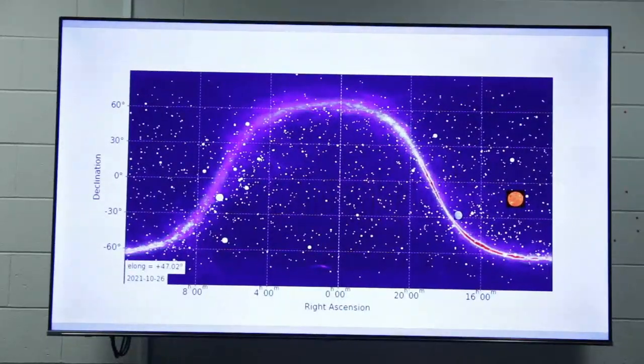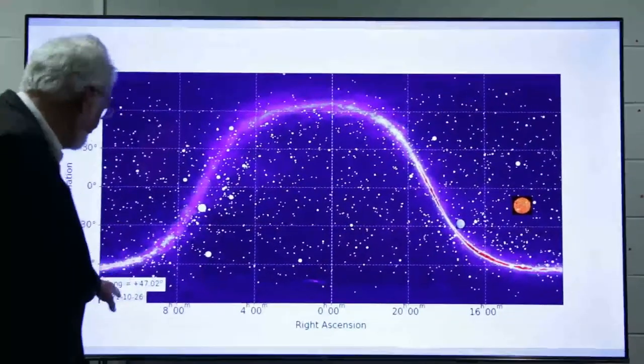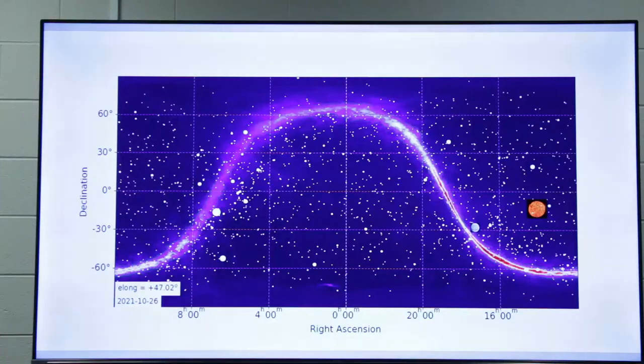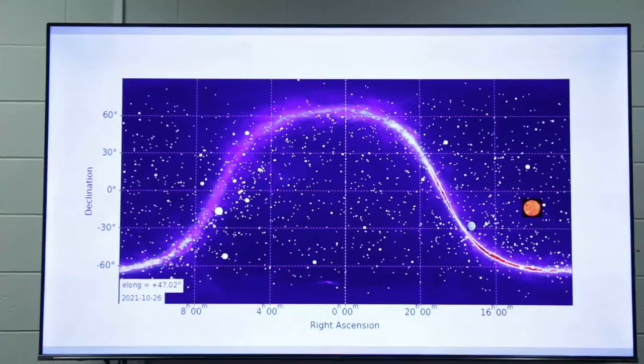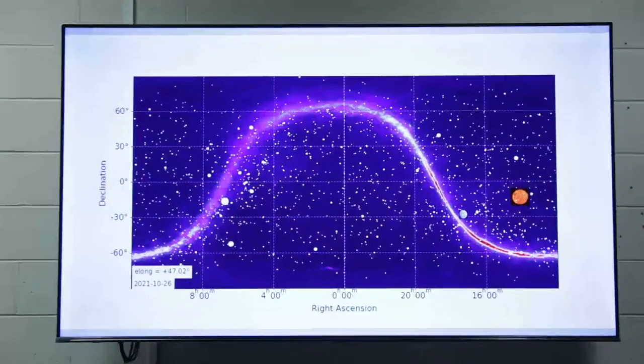So this is tonight, okay? October 26, 2021. And the elongation angle is 47 degrees 0.02. And Friday it'll be 47.04, and that's the maximum elongation, meaning Venus is as far from the Sun as it gets.